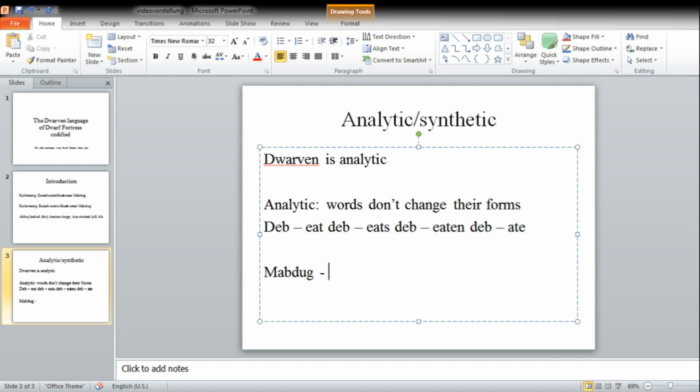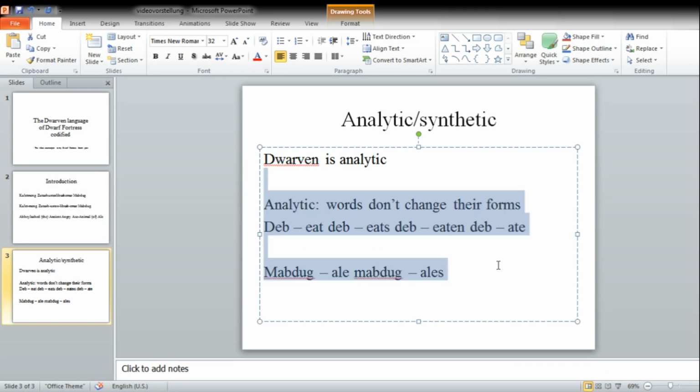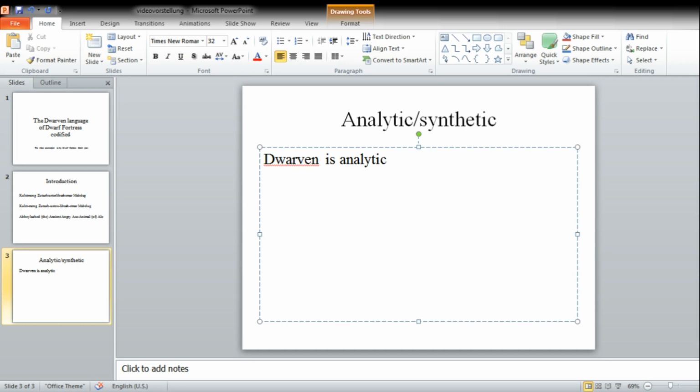So mabdug means ale, but mabdug also means ales, plural. You can see in English, ales has an S at the end, which marks it as plural. But in Dwarven, that's not the case. So Dwarven is an analytic language. Synthetic is when a word's form changes. And furthermore, Dwarven adjectives are not declined, and Dwarven nouns don't have gender.